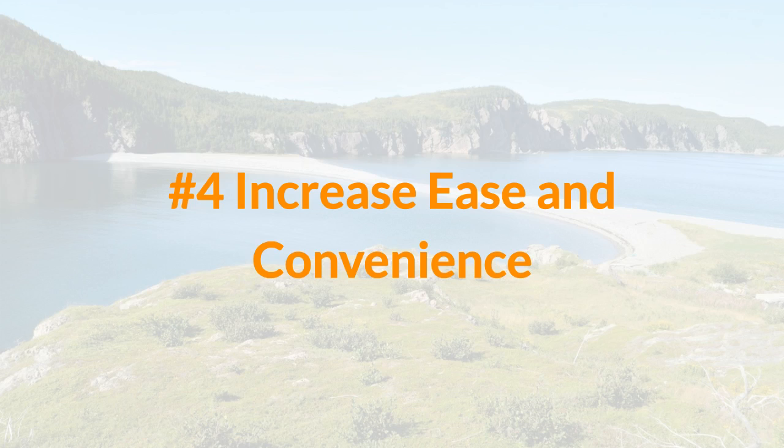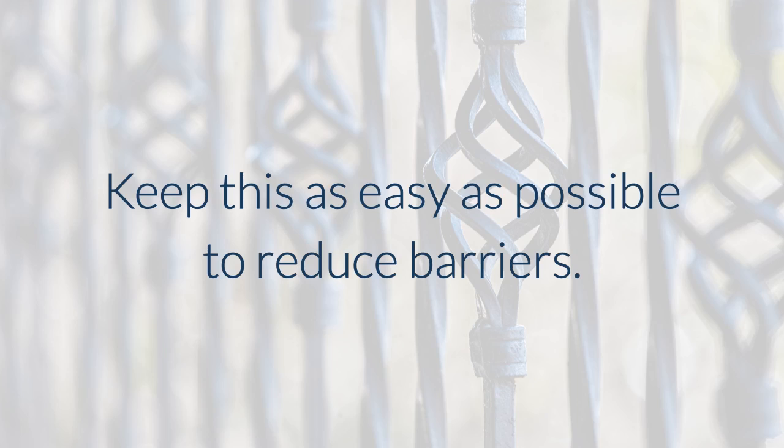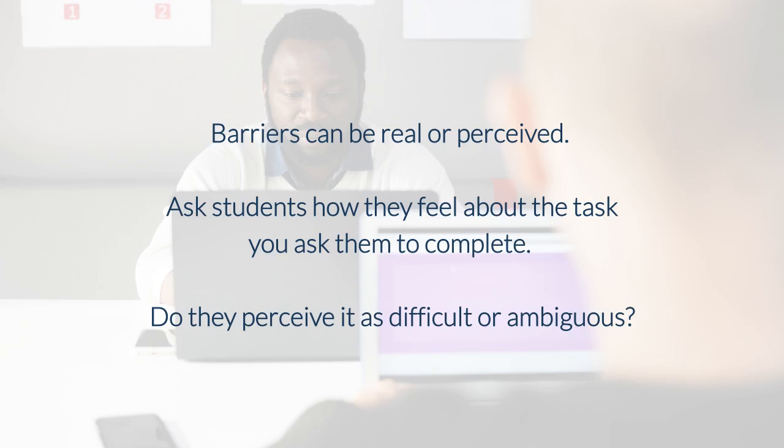Number 4, increase ease and convenience. Example, place fruit in a visible and convenient location, with the goal to increase fruit consumption at the dining hall. Obviously, the idea here is to keep things as easy as possible to reduce barriers. Remember that barriers can be real or perceived. Consider asking your students how they feel about the task that you're asking them to complete. Do they perceive it as difficult or ambiguous? If so, you might want to change the strategy.